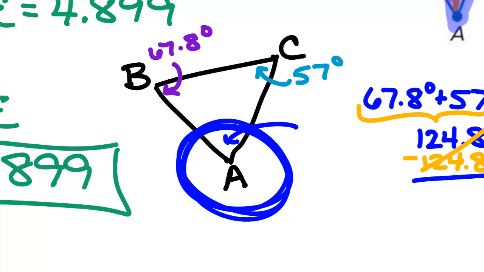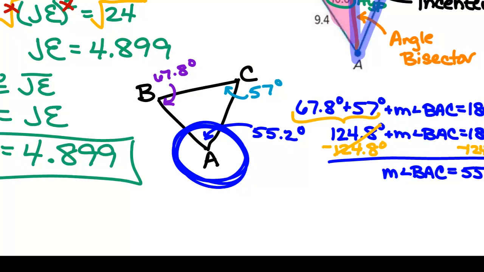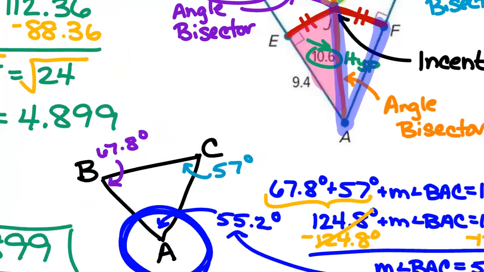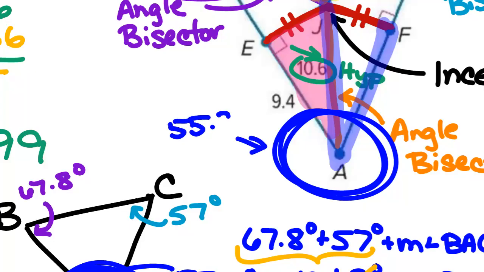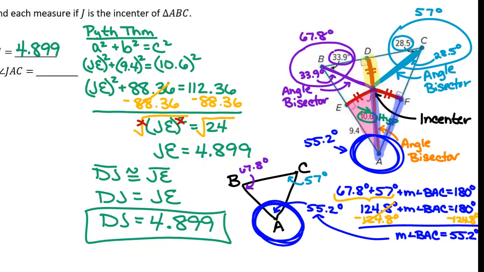So this angle right here is 55.2 degrees. That means this angle right here is 55.2 degrees. But I'm not interested in that whole angle. How much of the angle do I want? What'd you say? Both? What do you mean by both?